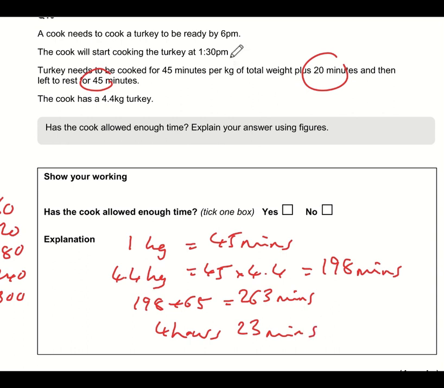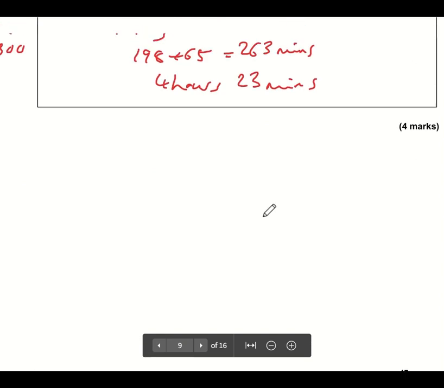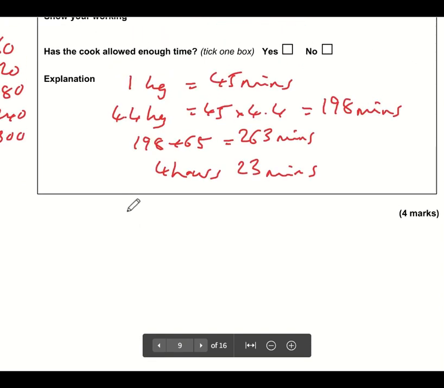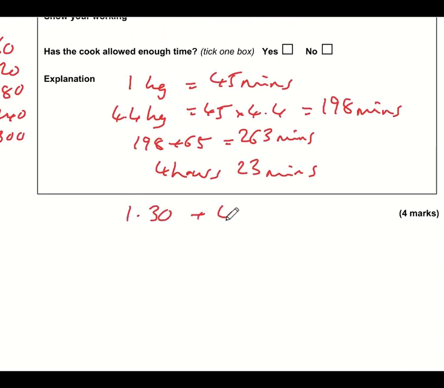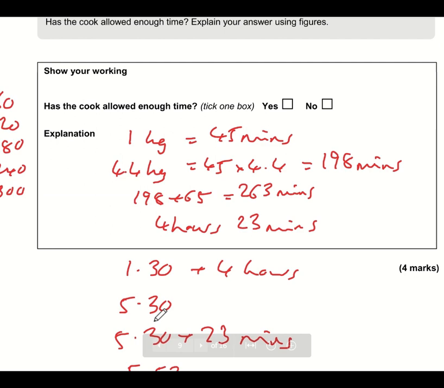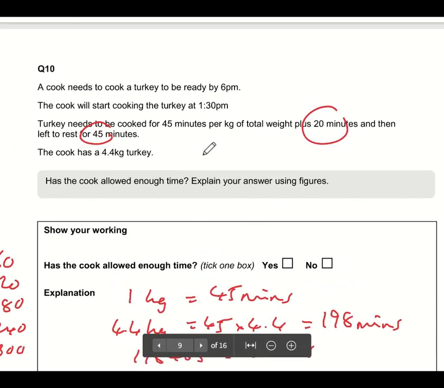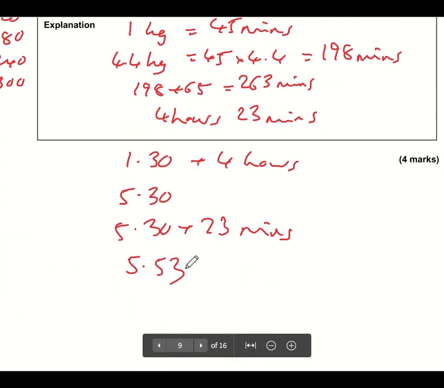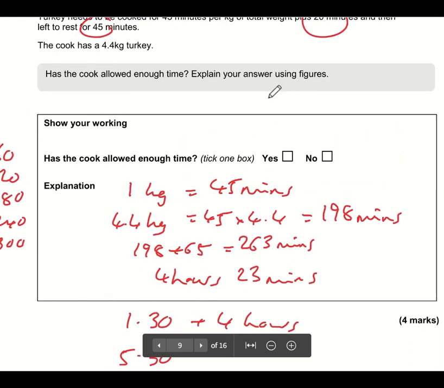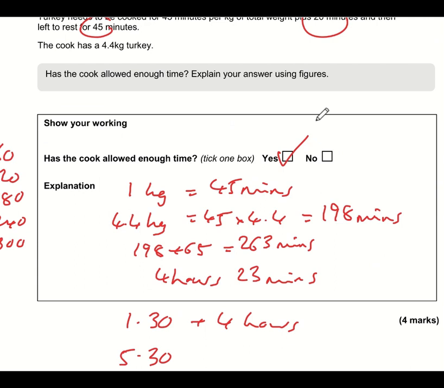So let's add 4 hours and 23 minutes onto 1:30. Have I got any more space? Not inside the box. So at 1:30 plus 4 hours takes me to 5:30. 5:30 plus 23 minutes takes me to 5:53. And we need it to be ready for 6 p.m. So perfect. Cutting it a bit fine, but that's 7 minutes before 6. So has the cook allowed enough time? The answer is of course yes.